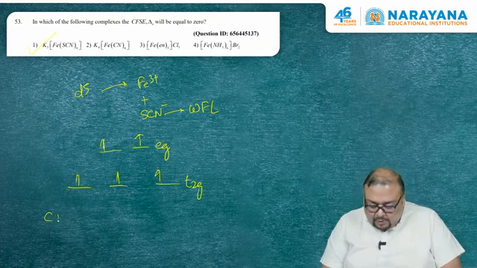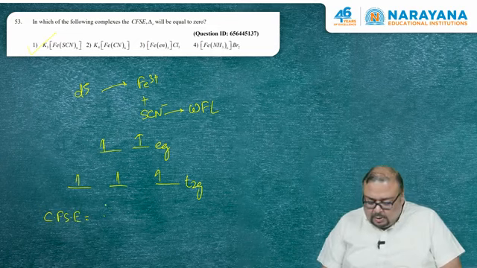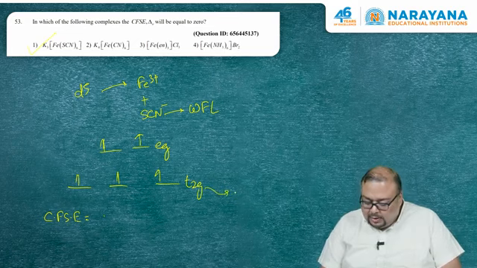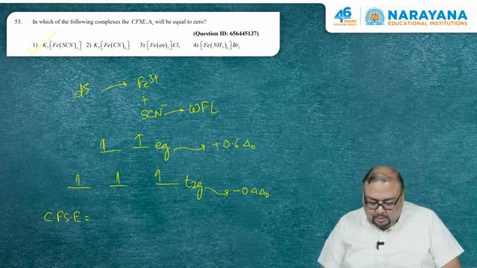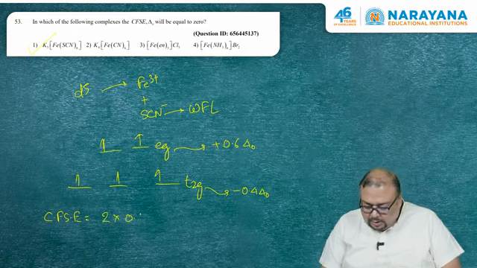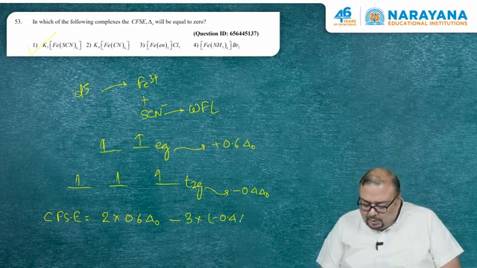If I calculate the CFSE value, it will depend on the number of electrons in the t2g orbitals. The t2g orbitals have minus 0.4 delta naught energy per electron, while eg electrons have plus 0.6 delta naught per electron. So it will be the number of eg electrons, which is 2, into 0.6 delta naught, minus the number of t2g electrons, which is 3, into minus 0.4 delta naught. This value will come out to be 0.